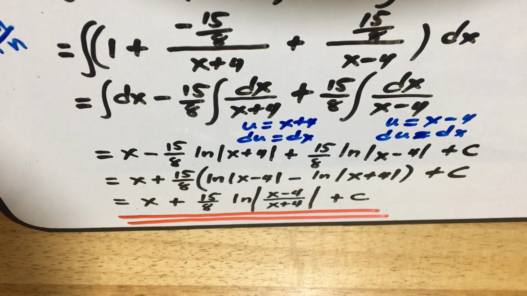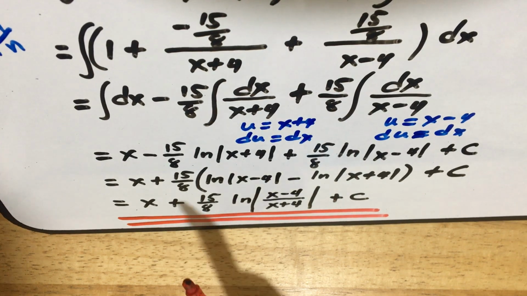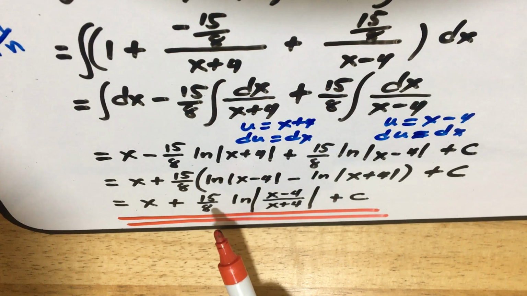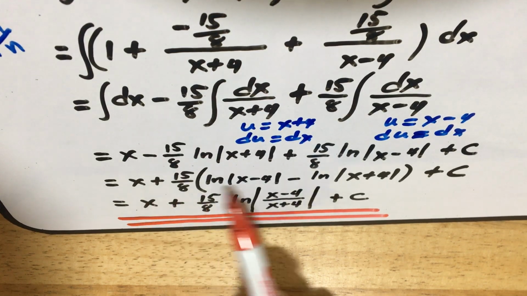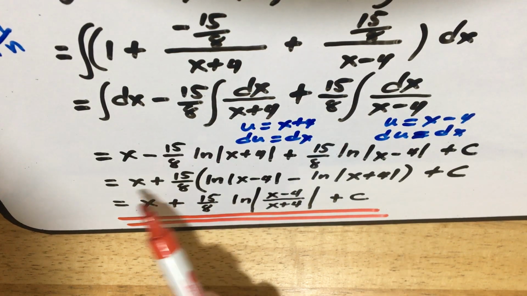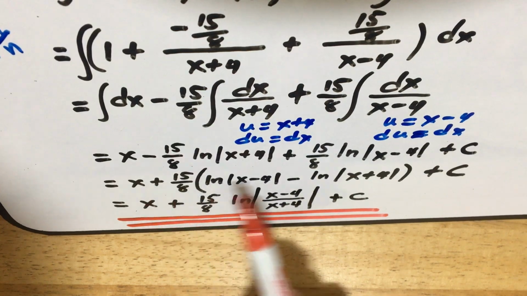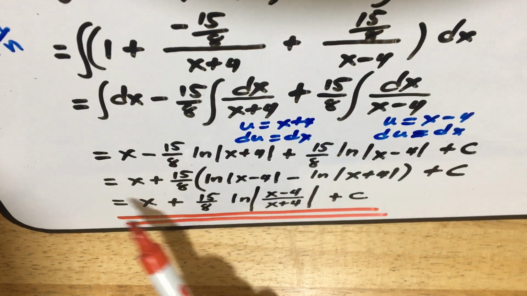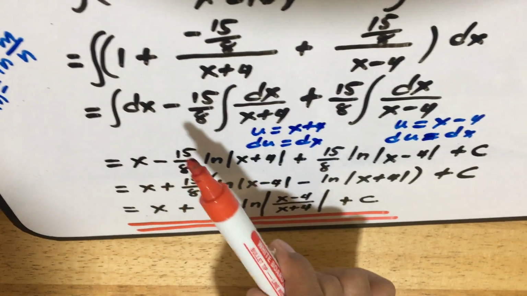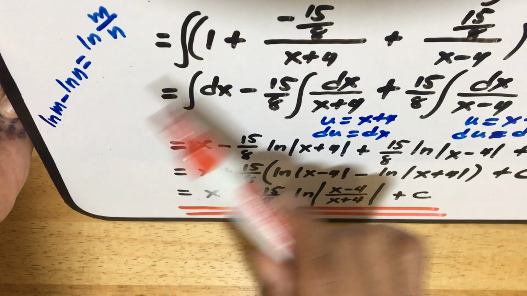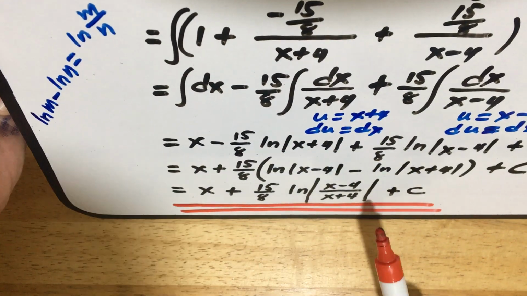If during our examination you cannot find this one, I mean your result is only up to this point and there's nothing in the choices like this, you have to try to use this logarithmic rule and find out if you can get this answer.